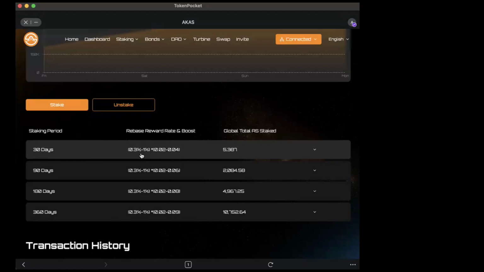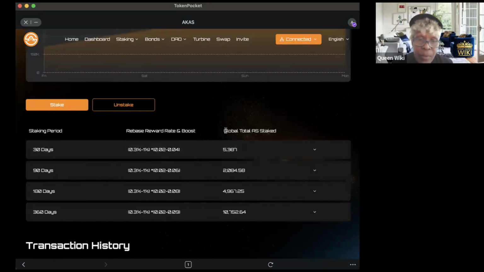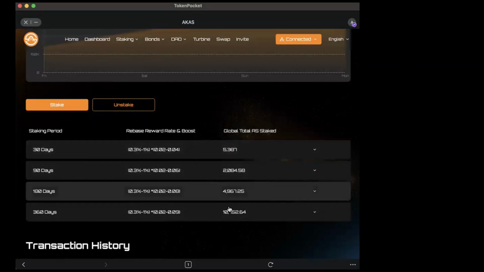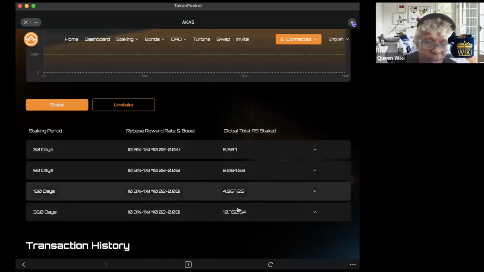Yes, exactly. And this 0.3 to 1% is according to the total staking amount in the staking pool. So the smart contract will randomly adjust the percentage. Of course, if you stake for 360 days, the boost will be higher. As we can see from here, the global total AS stake is the amount we can see to visualize. Most people are doing the 360 days.